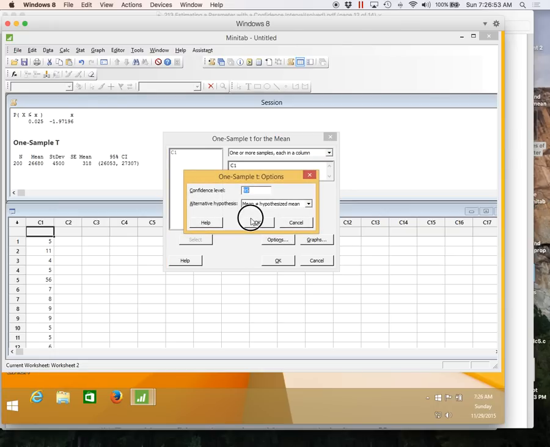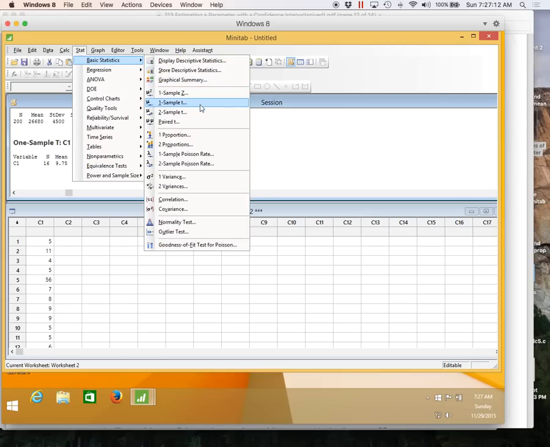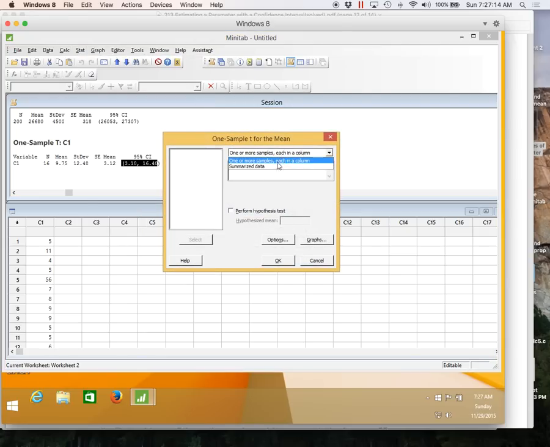You just tell it how confident you want to be, and then it says, here's the mean. Here is S, the sample standard deviation. Here's S divided by root n, which is the standard error. And here's the confidence interval. So if you have raw data, you can do that just fine. In this case, however, we've got summarized data.